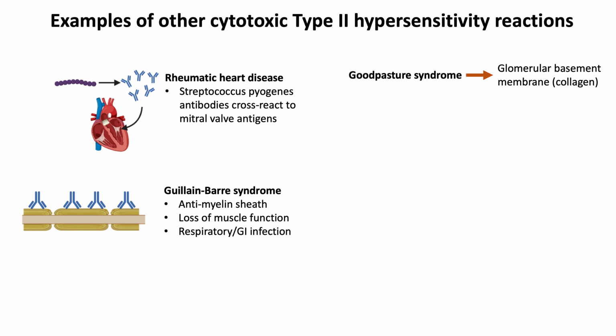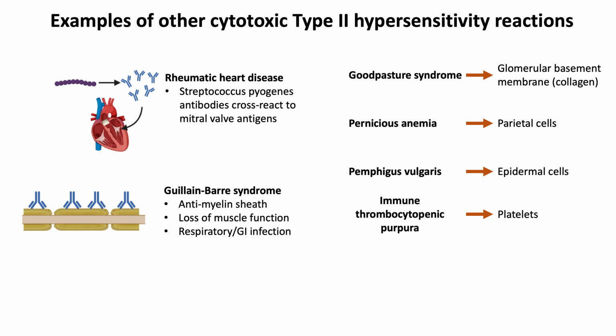And then there's a number of diseases where you can make just kind of a one-to-one association. So in Goodpasture syndrome, you have antibodies to the glomerular basement membrane and particularly collagen components of that membrane. In pernicious anemia, antibodies disrupt the function of parietal cells that make intrinsic factor. In pemphigus vulgaris, antibodies bind to epidermal cells and disrupt tight junctions. In immune thrombocytopenic purpura, antibodies bind to platelets.